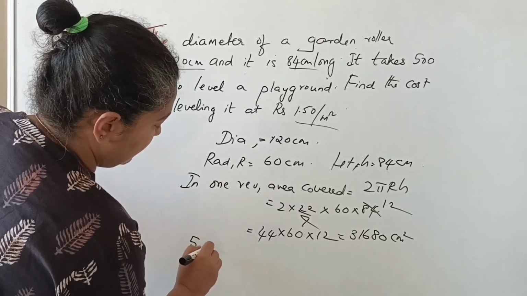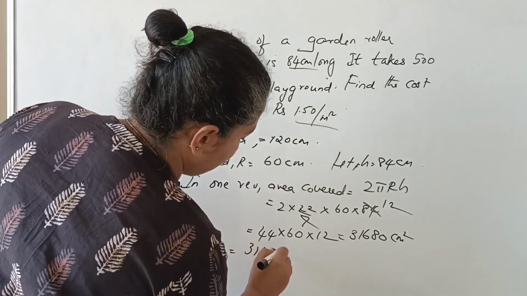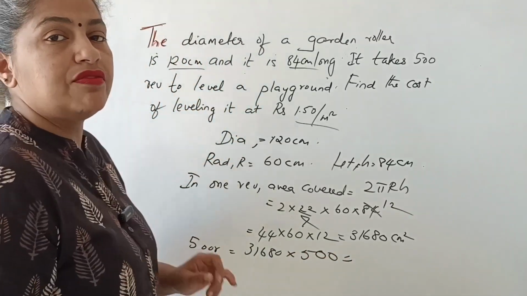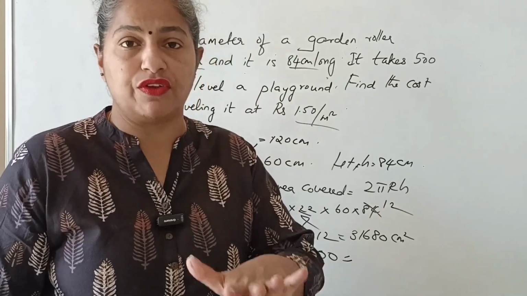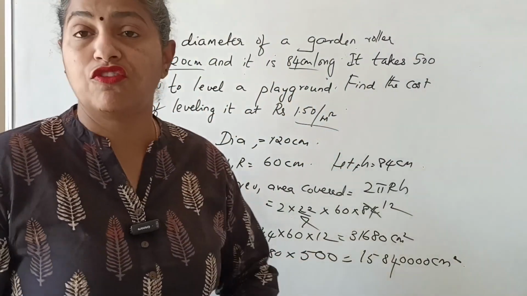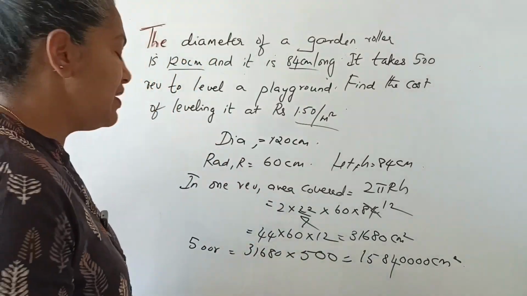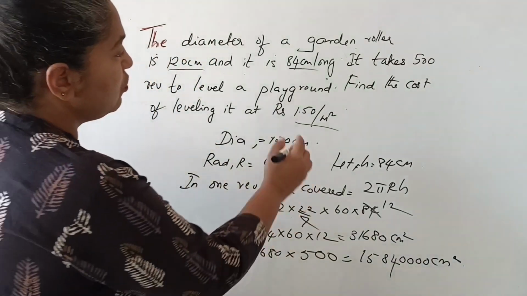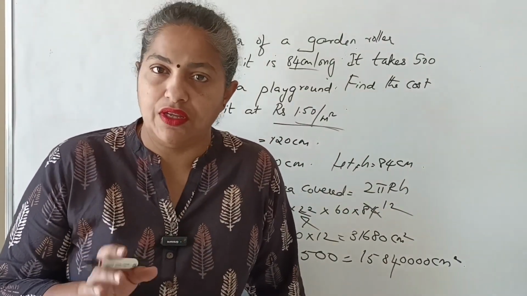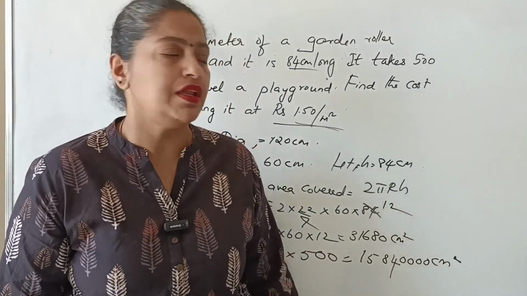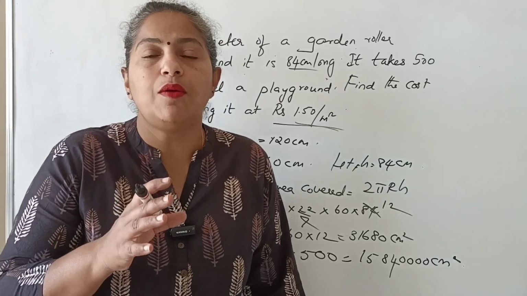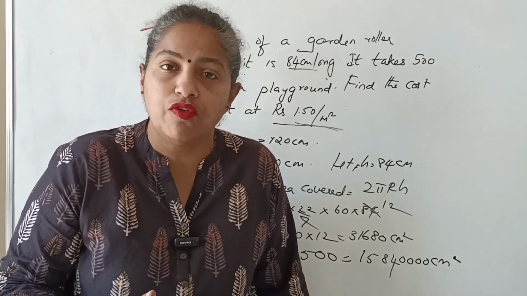So what happens in 500 revolutions? 31680 into 500. Now let us find the area that is covered in 500 revolutions. In 500 revolutions, the value that you get is 1584 followed by 4 zeros. Now our area is in centimeter square, but the cost is given per meter square. You have an option: you can either make this into meter square or you can convert the cost part into centimeter square. I will show you both ways. Depending upon which one you are more comfortable with, you can follow that process.